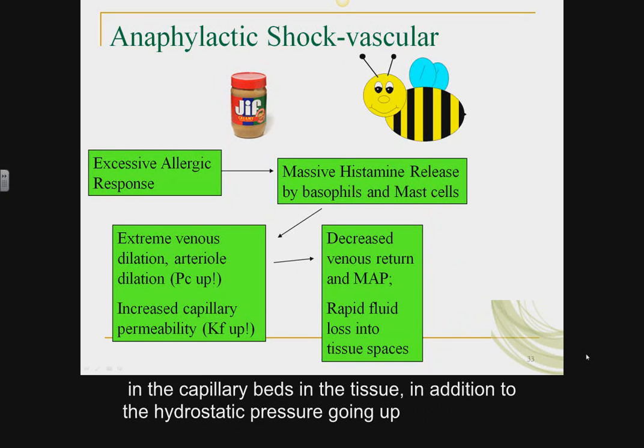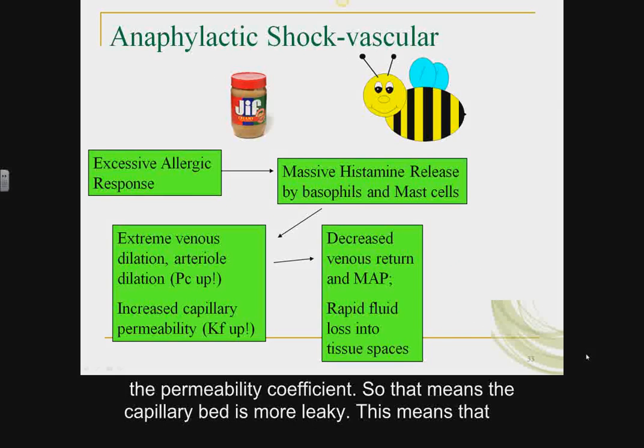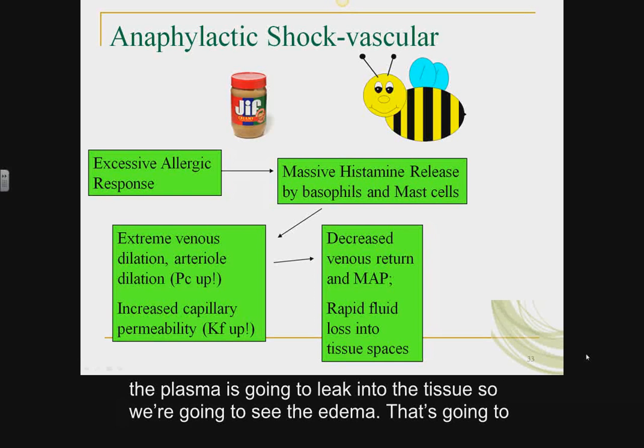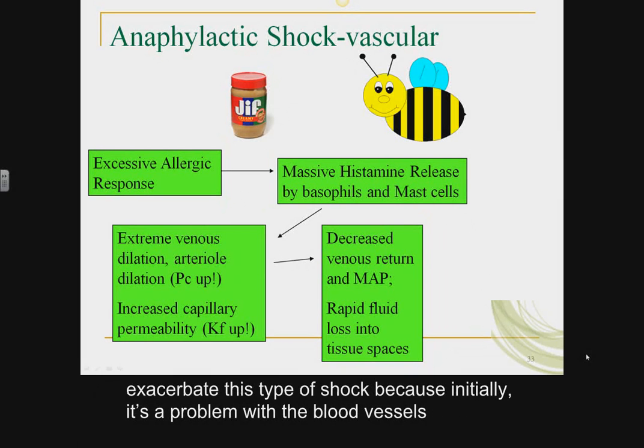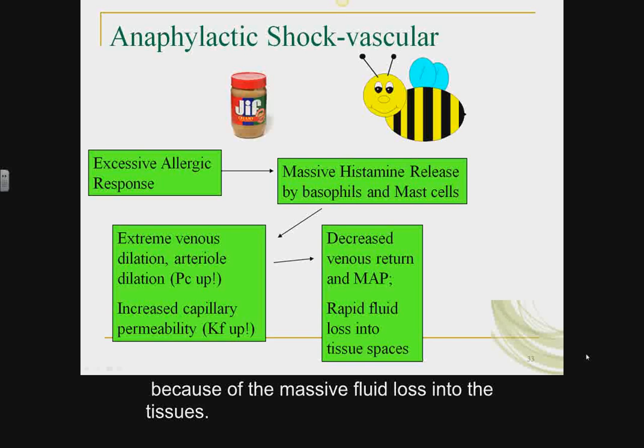Also, in the capillary beds, in the tissues, in addition to the hydrostatic pressure going up because of blood pooling, we're also going to see that the histamine affects the KF, the permeability coefficient, and that means the capillary bed is more leaky. This means that the plasma will leak into the tissue, and we're going to see edema. This is going to exacerbate this type of shock because initially it's a problem with the blood vessels having excessive dilation, but then ultimately it can also lead to hypovolemic issues because of the massive fluid loss into the tissues.